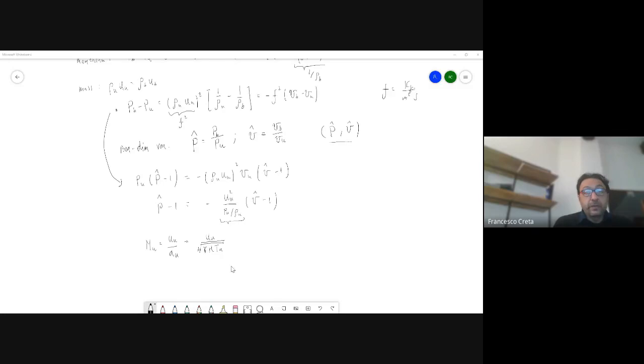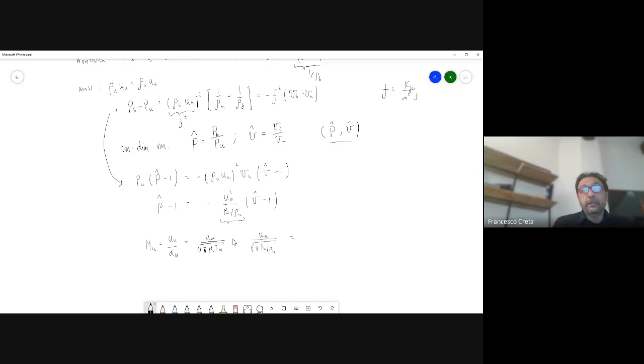Now let's use the equation of state for ideal gases. Down here, we have the square root of gamma, and then essentially RT is PU over rho U.